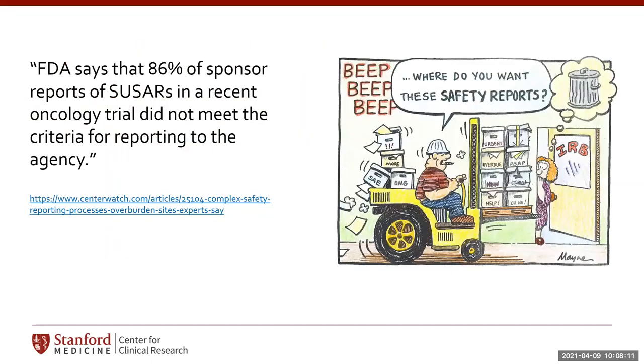And I'm talking so much about this because 10 years after the regulations changed, we have this quote. FDA says that 86% of sponsor reports of SUSARs in a recent oncology trial did not meet the criteria for reporting to the agency. And again, that's noise that detracts from the important information. So when in doubt, as an investigator, as a sponsor investigator, report. As an industry sponsor, take the time to think of what you're reporting and don't flood sites and IRBs and everyone else with reports that have no meaning. Sorry, that's just my personal point of view that I feel very, very strongly about.